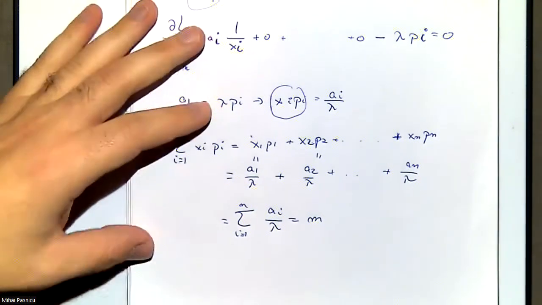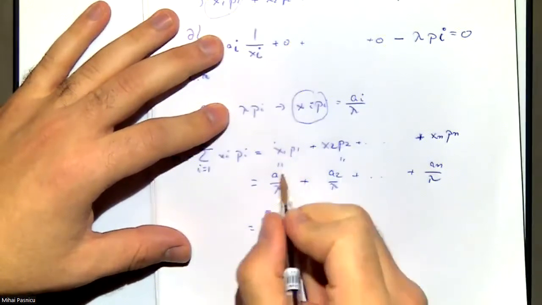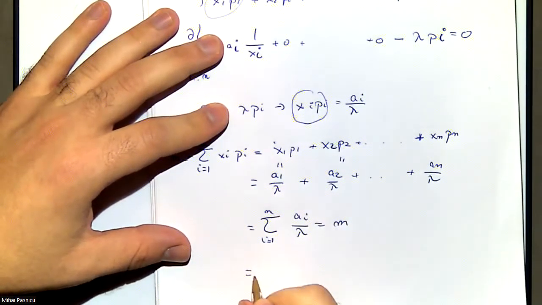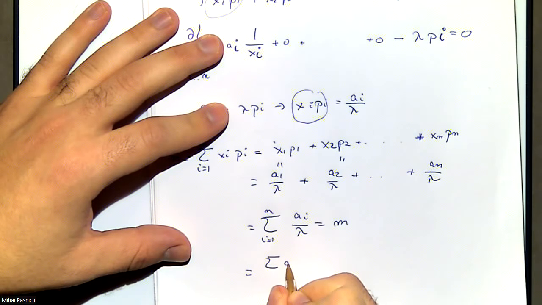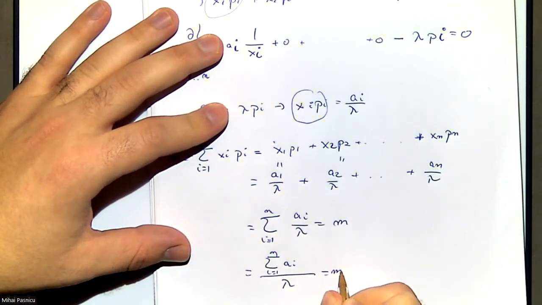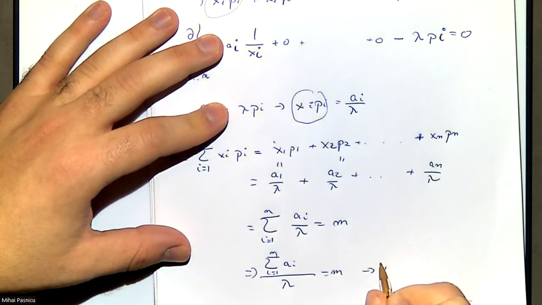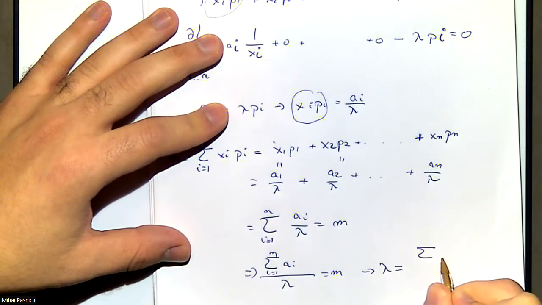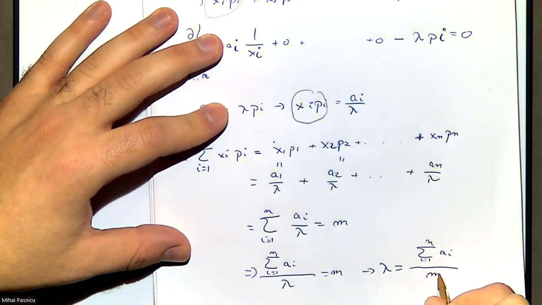The way I like to write it is, I notice that I can just add them here, so this is just equal to the sum of ai, i from 1 to n, over lambda, is equal to m. So lambda is equal to the sum of ai, i from 1 to n, over m.